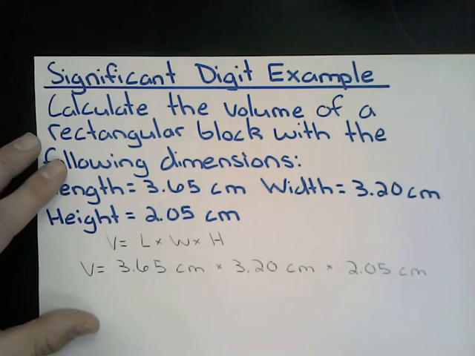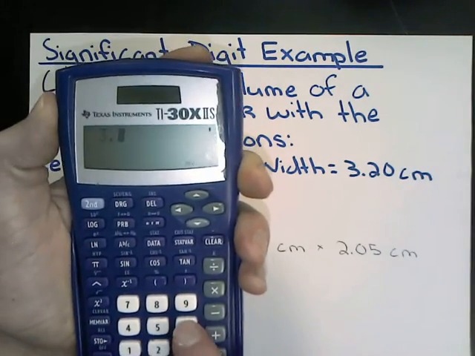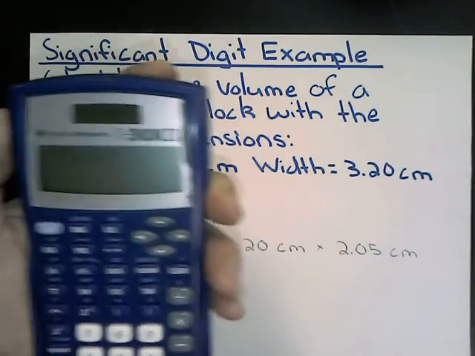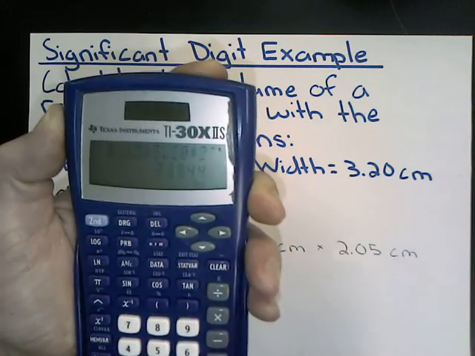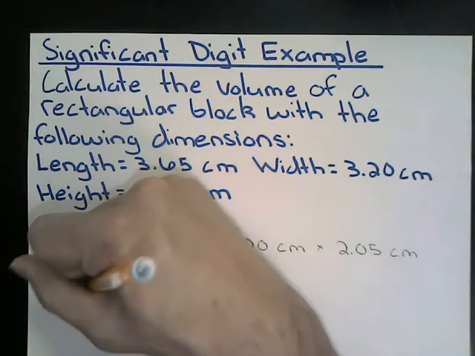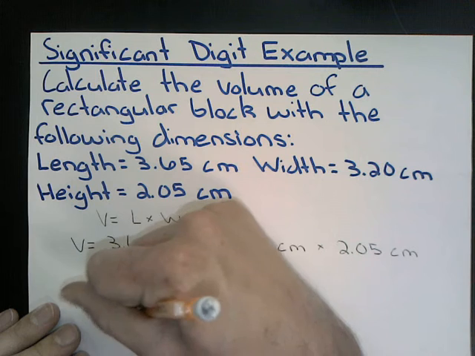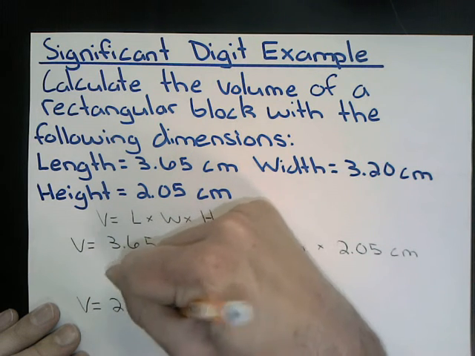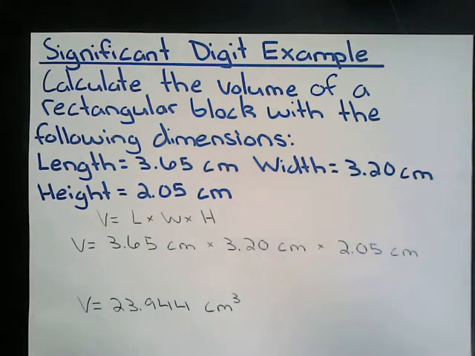Okay, so all I'm going to do is multiply these numbers to find out our volume, and I'm not going to do any rounding right now. All right, so I get a value of 23.944, and again, this is not rounded. That would be cubic centimeters if you're worried about units, but now we have to worry about rounding.